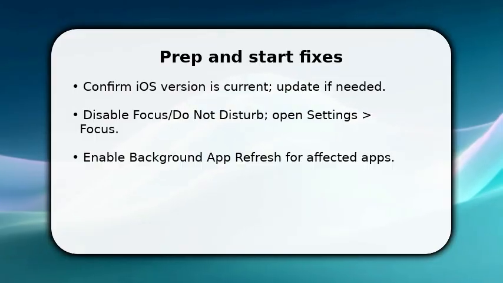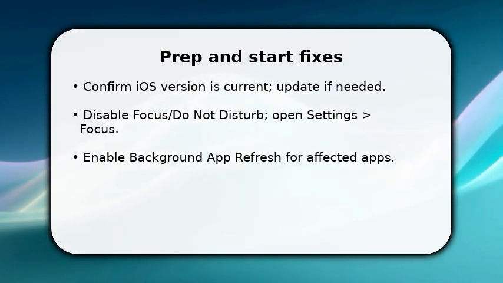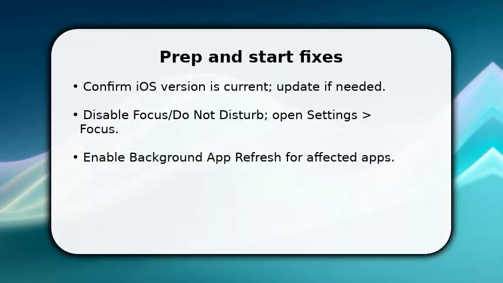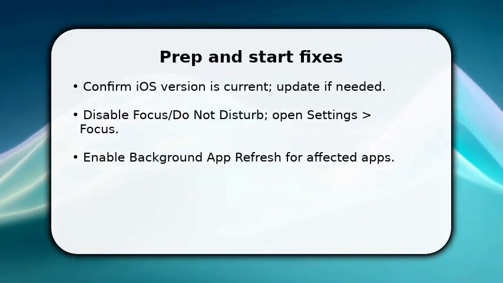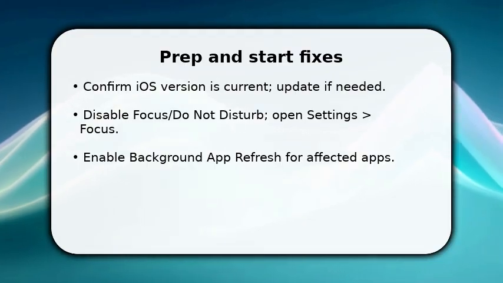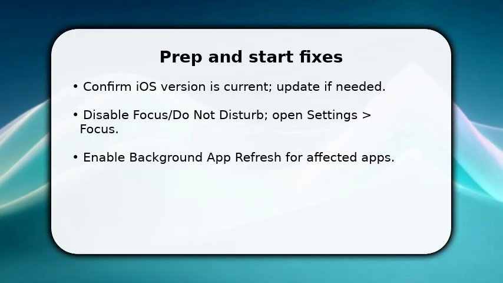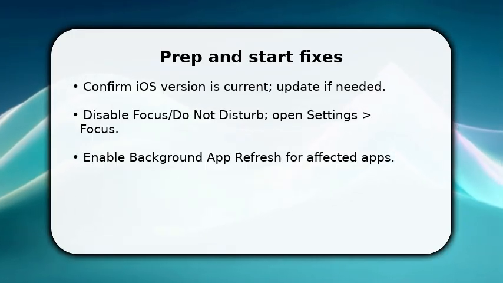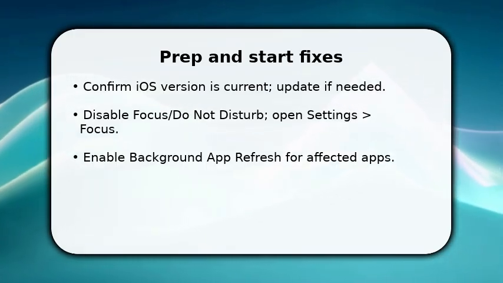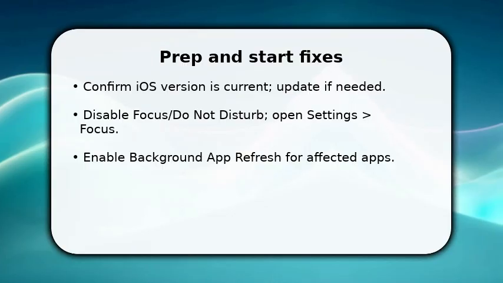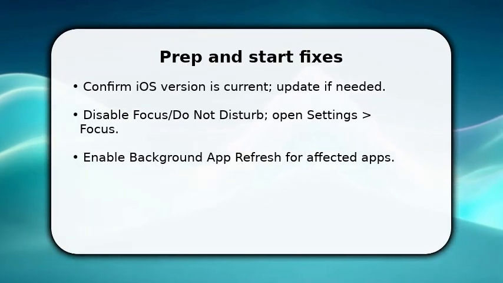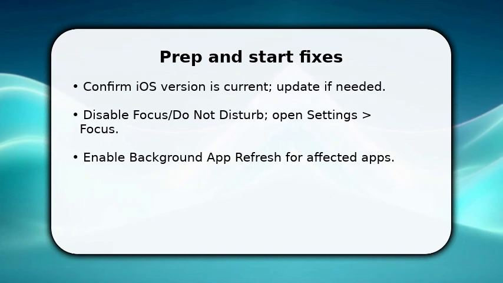You start by confirming the essentials, not by guessing. Check Settings, General, Software Update and install any iOS update. Once done, go straight to Settings, Focus and turn off Do Not Disturb or any active focus for testing. Then make sure Background App Refresh is enabled for the app's missing alerts. This allows notifications to fetch content in the background. If an app still misses alerts, force quit and reopen it so changes take effect immediately.